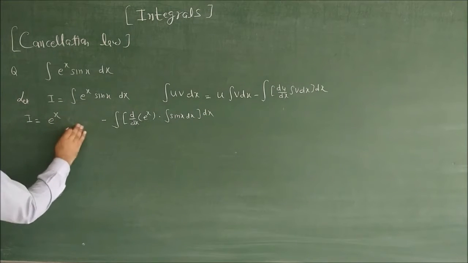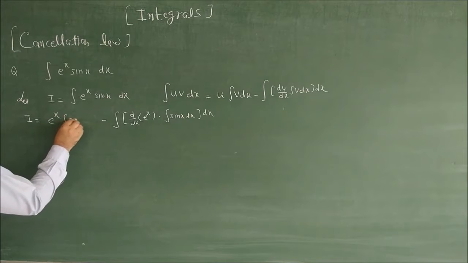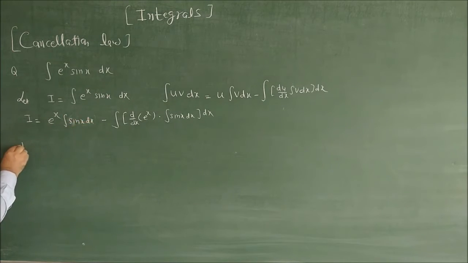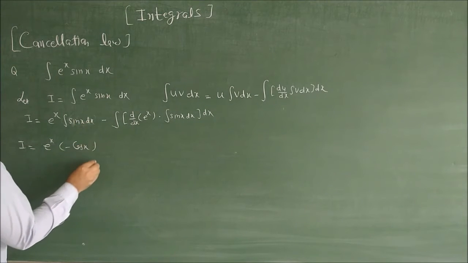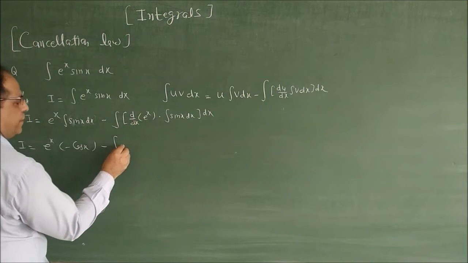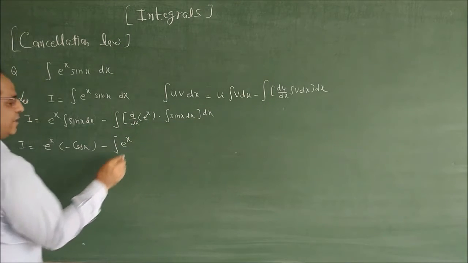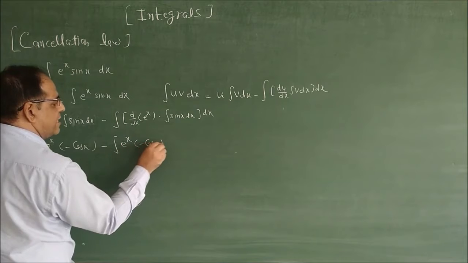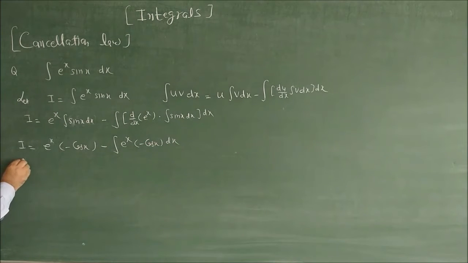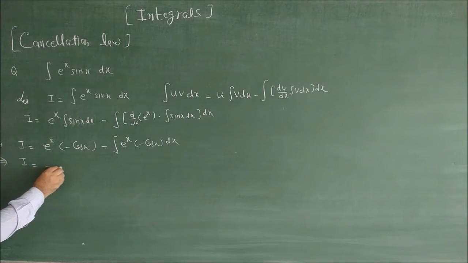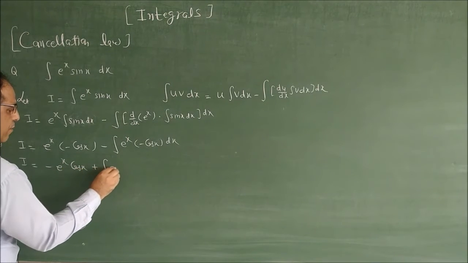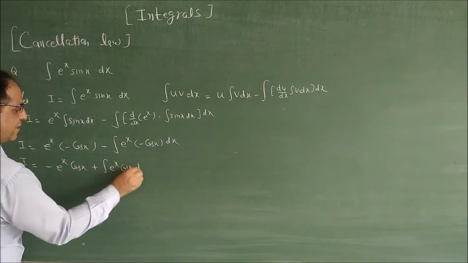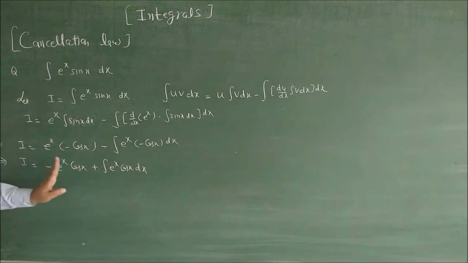Now again put there e to the power x sin x dx. In the next step, this becomes e to the power x times minus cos x, minus the whole integral of the differential of e to the power x, which is e to the power x, and the integral of sin x, which is minus cos x, dx. After arranging these terms, we have minus e to the power x cos x, minus minus plus, we have only e to the power x cos x dx. But the integral is not eliminated till now.